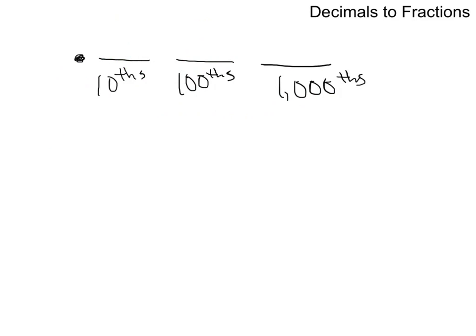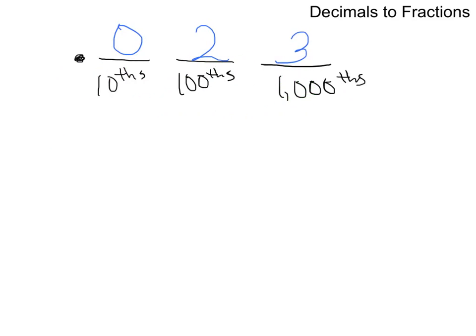For example, 0, 2, 3. This is 23 thousandths. All you have to do is ignore the 0 for a minute and look at the 23. What is the last digit in? What place value is in the thousandths place? This is 23 thousandths.